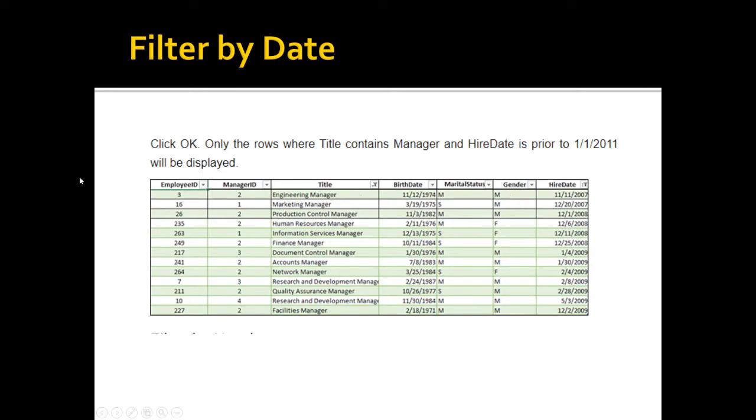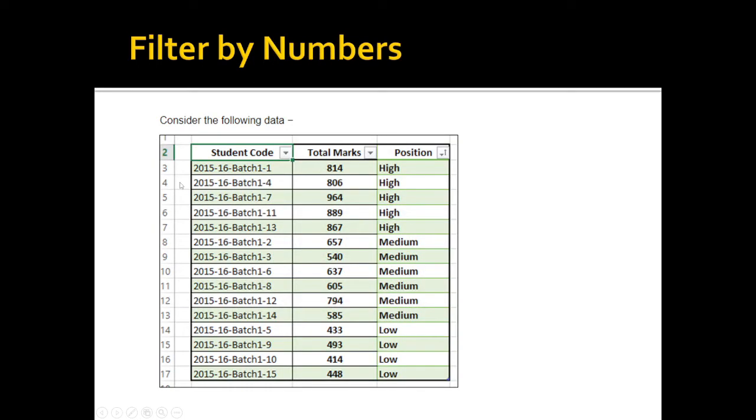Click OK. Then only the rows where the title contains manager and hire date is prior to January 1, 2011 will be displayed. So all of these are before 2011 and the title contains manager. You notice here that you have the funnel icon, so that means this column is filtered. Consider the following data, so filter by numbers also. We have student code, total marks, and the position.